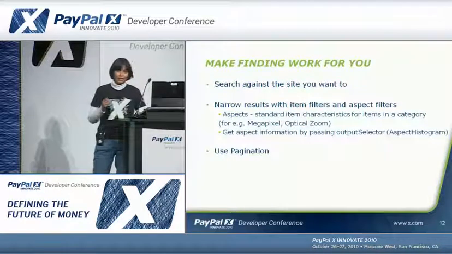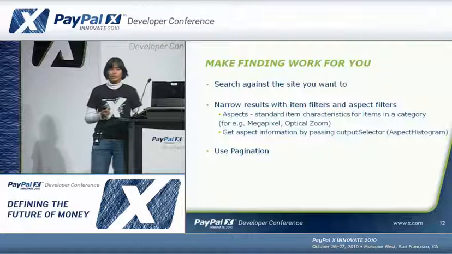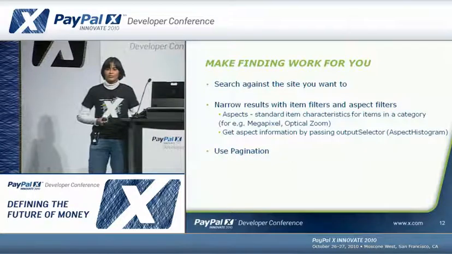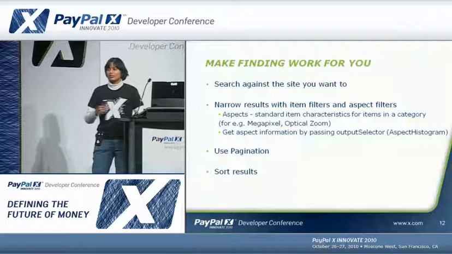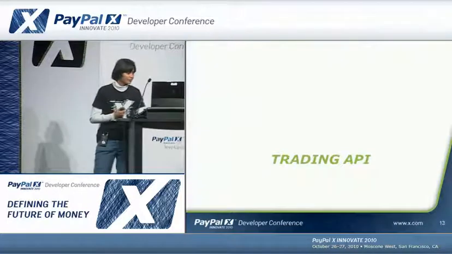And if you wanted to narrow your results further down, you can make use of the concept of pagination, where you can say, give me 5 entries per page or give me 50 entries per page. And you can also sort your results just as you can do it on the site. So it's very similar to the experience that you see on the site.